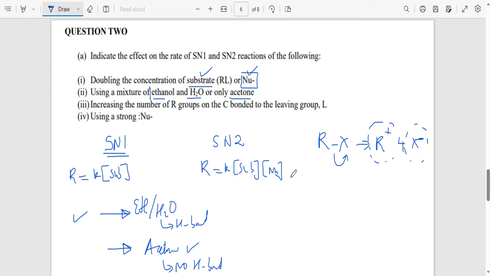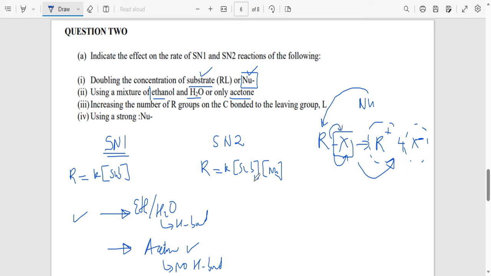Now, if you use a polar protic solvent for an SN2 reaction, we don't have a step where this breaks to form ions like this. We simply have the nucleophile that is supposed to come and attack the alkyl halide, and then the bond breaks.